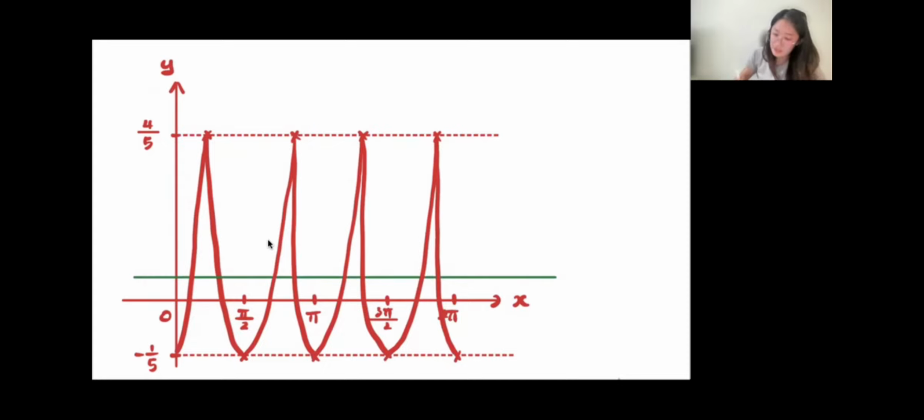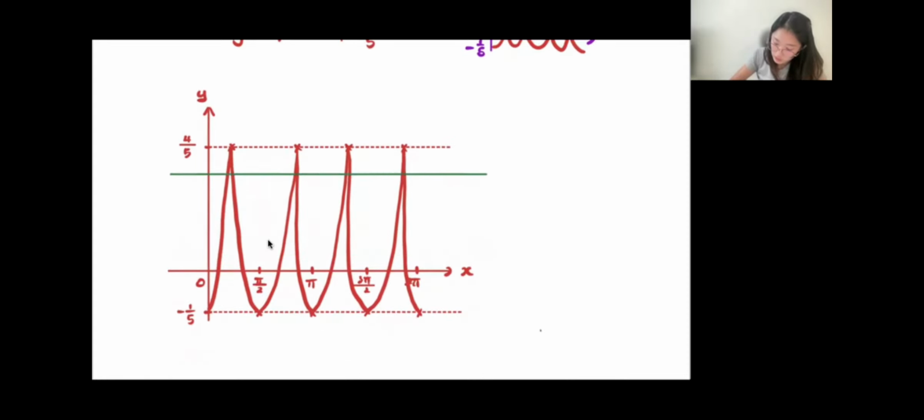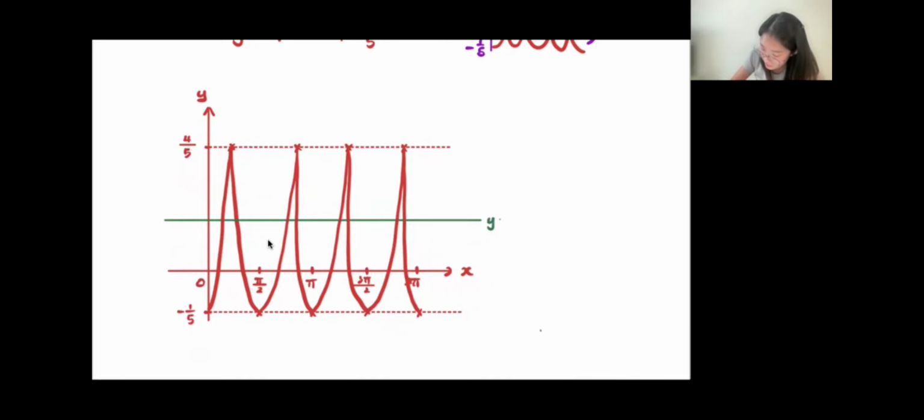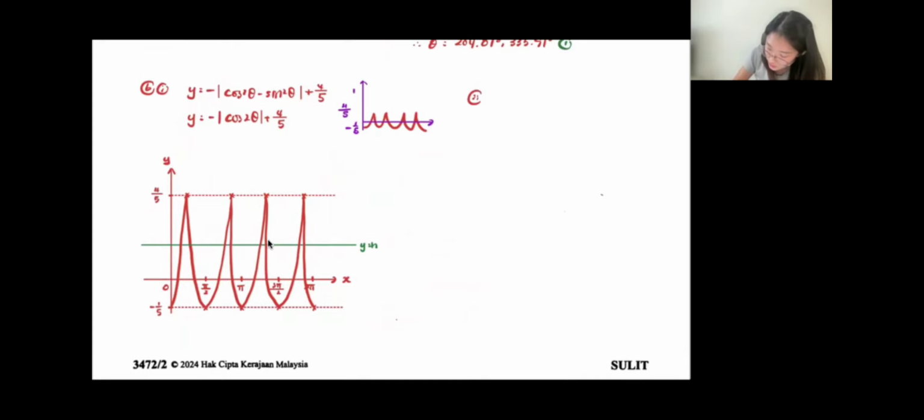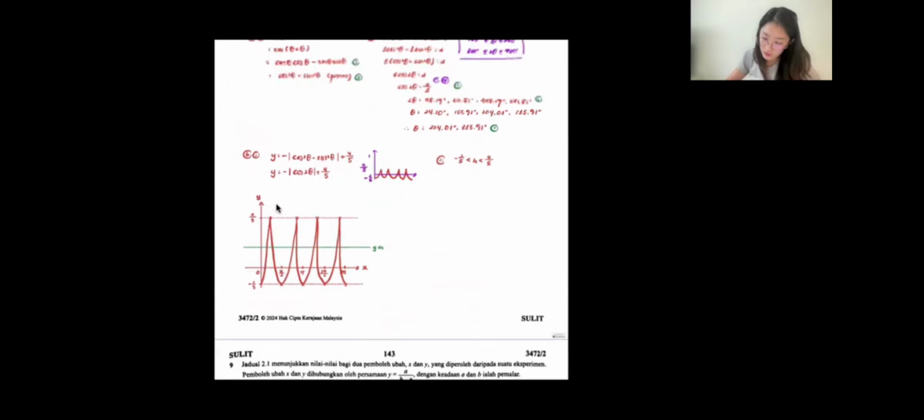You have 8 solutions anywhere in between 4 over 5 and negative 1 over 5, anywhere. So the range of values of h is, part B, only 1 mark. h is in between negative 1 over 5 and 4 over 5. The bigger number on the right side, the smaller number on the left side. Cannot be equal, no equal sign. Because if you touch here, you have only 4 solutions, not 8. So in between, same goes to negative 1 over 5. So that's your triangle.